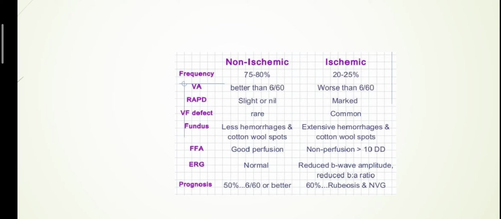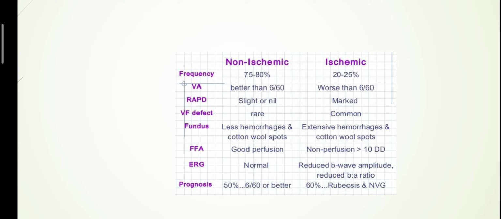And prognosis is relatively better in non-ischemic. It is not the best, but we can say relatively better, and complications are fewer, whereas in ischemic, prognosis is poor, and sequelae like new vessel formation and neovascular glaucoma are more common in ischemic CRVO. So this is the reason we need to classify into ischemic and non-ischemic. And the relative afferent pupillary defect, in non-ischemic, will be slight or sometimes not there, whereas in ischemic, it will be marked.